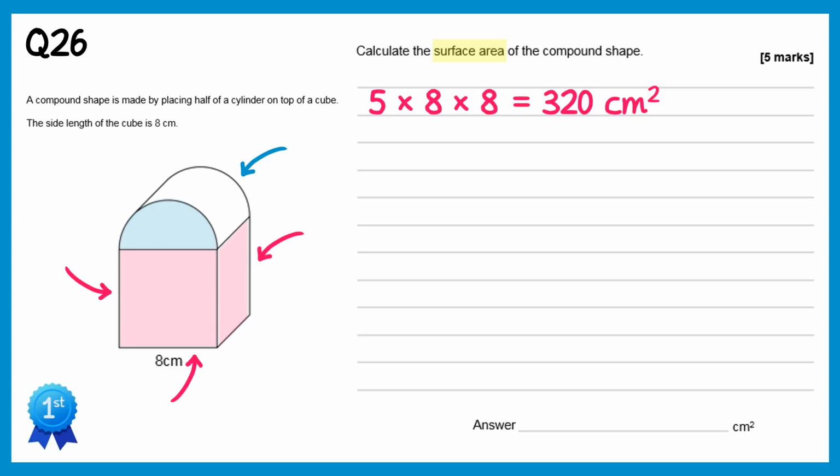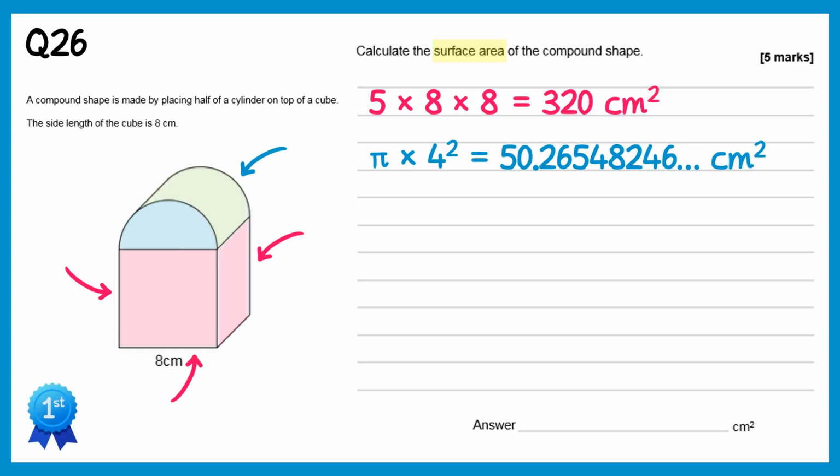If the base of the shape is 8 centimeters, then the radius would be half of this, so 4. So to get these blue bits, we do pi times 4 squared, which gives you this. Now we'll focus on this green area here. This is the curved surface of half of a cylinder.